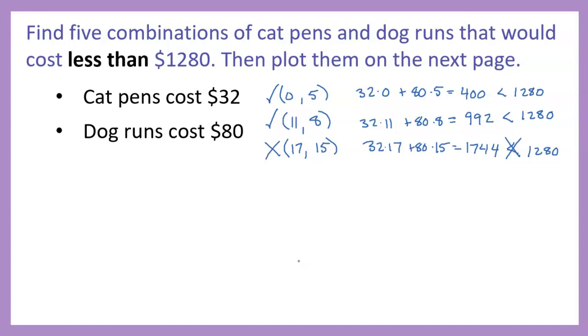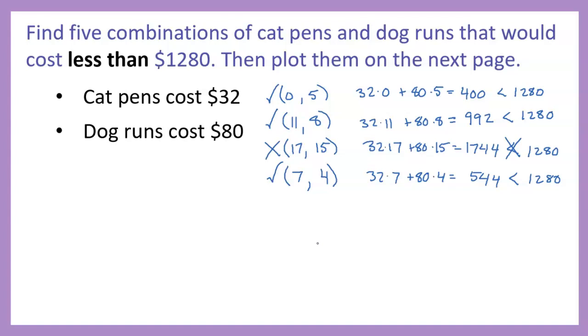But that's okay. We can try whatever numbers we want, any numbers that help us. So we just keep trying more numbers. We know that these numbers are too big, so maybe we'll go smaller than that now. How about 7 and 4? I bet those will work. 32 times 7 plus 80 times 4. Do that in my calculator. I get 544. That is indeed less than 1280. So that one works. We're looking for 2 more points.